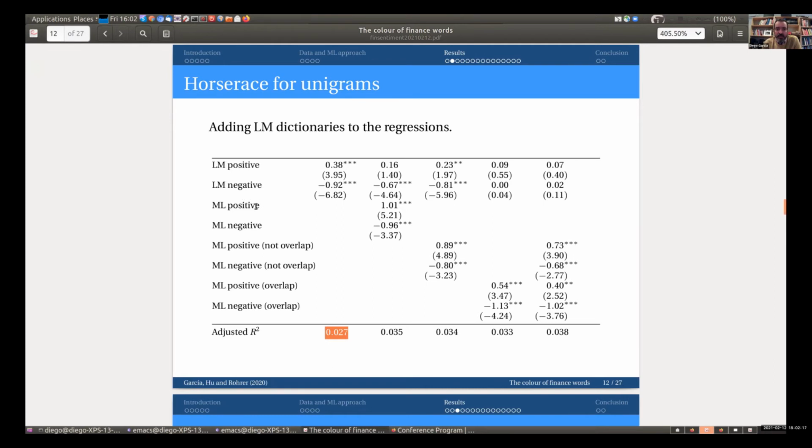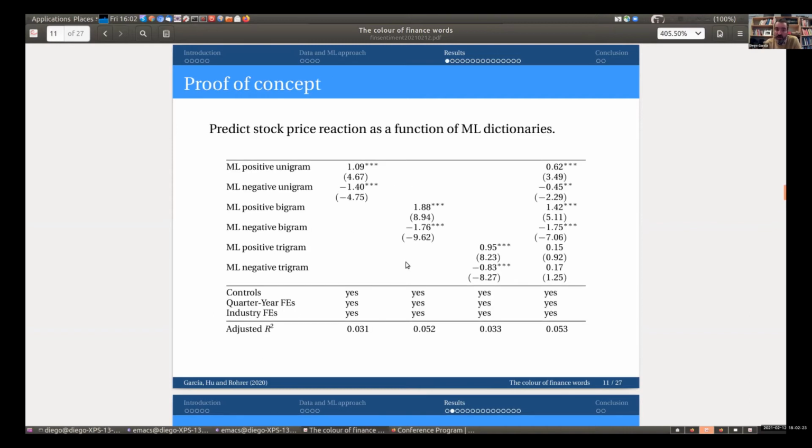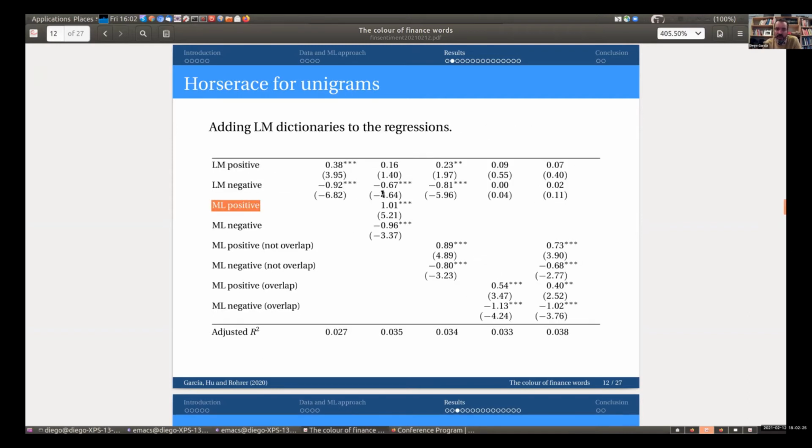Now, what happens if we put in the machine learning unigrams? And remember, these were not the strongest. The bigrams were actually the strongest, but let's throw them in and see what happens. Well, it turns out these machine learning dictionaries of just single words do at least as well as Loughran and McDonald. Their R-squared increases fairly big. The t-stats for both positive and negative are the same magnitude, maybe a little bit bigger, sometimes a little bit smaller.